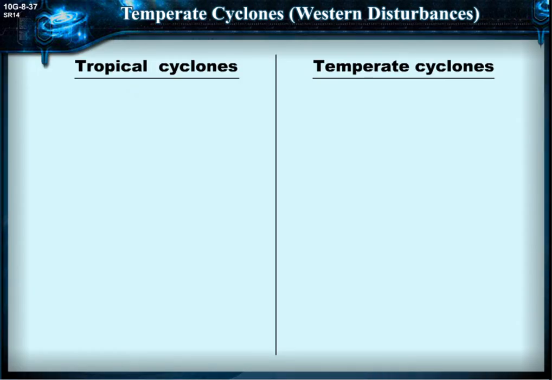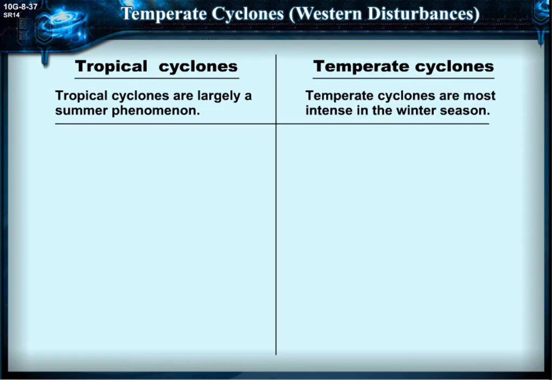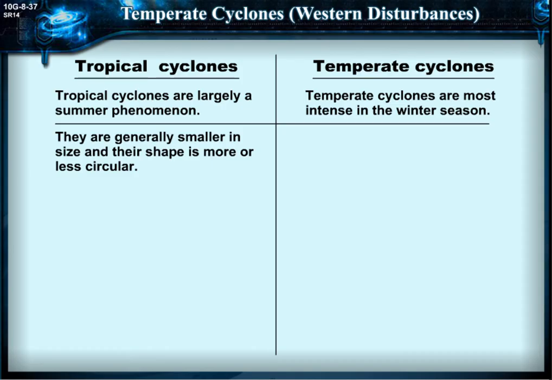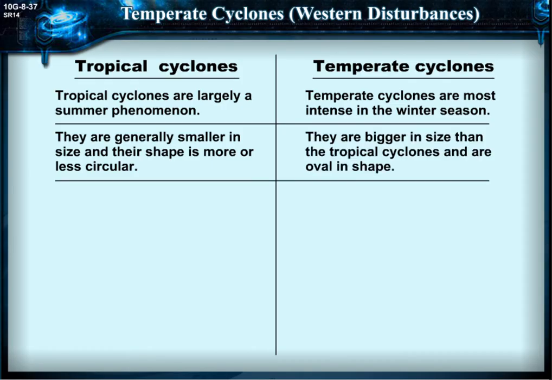Difference between tropical and temperate cyclones. Tropical cyclones are largely a summer phenomenon, while temperate cyclones are most intense in the winter season. Tropical cyclones are generally smaller in size and their shape is more or less circular, while temperate cyclones are bigger in size than the tropical cyclones and are oval in shape.